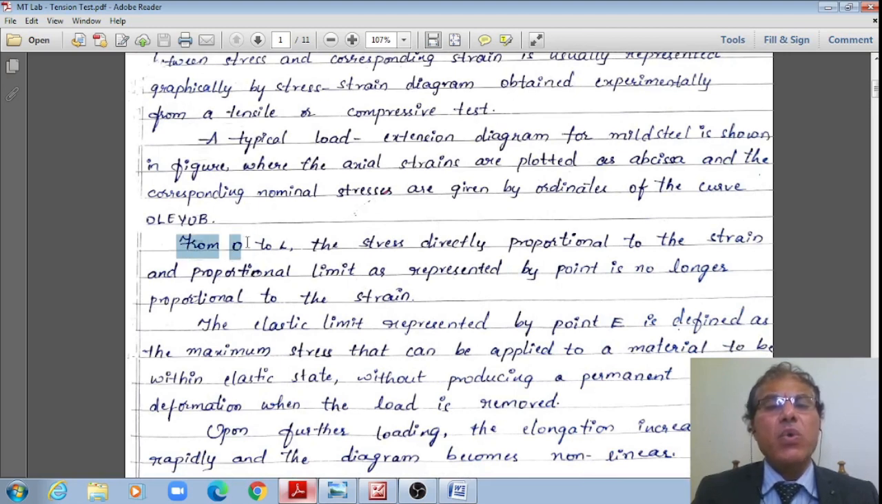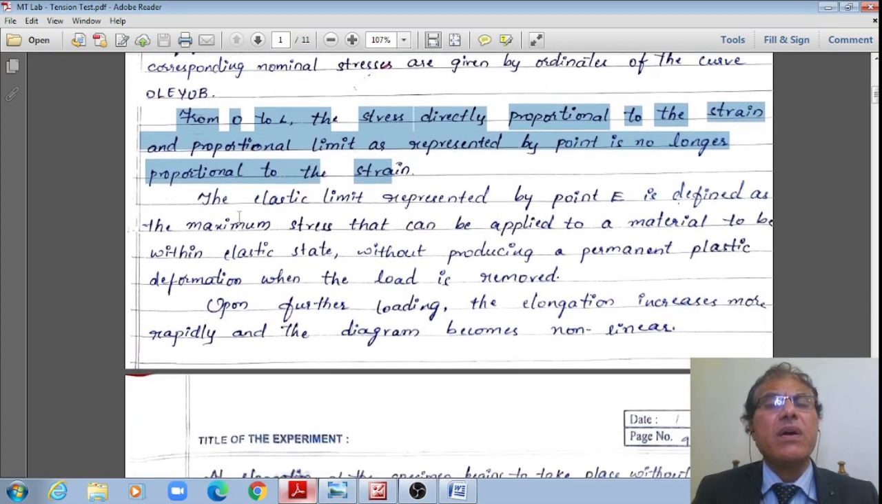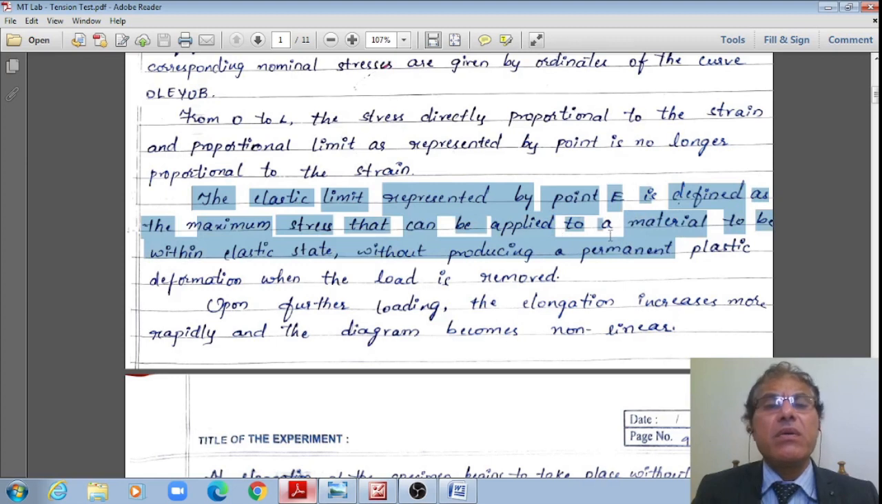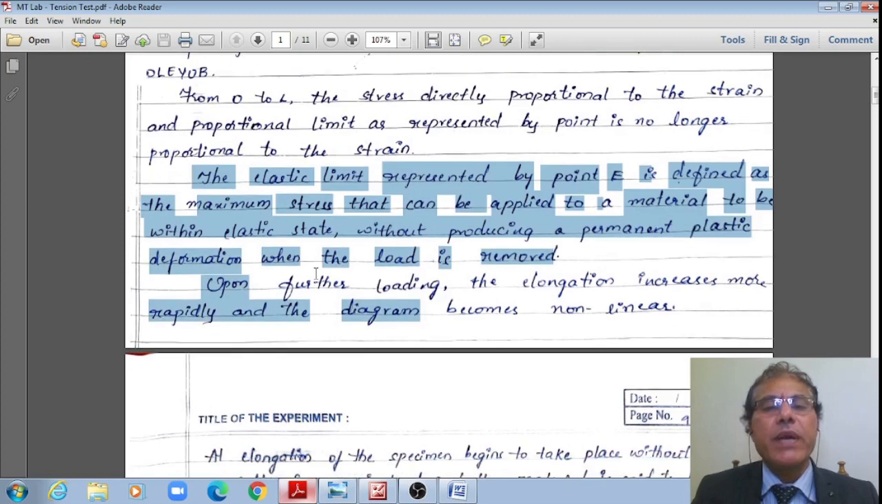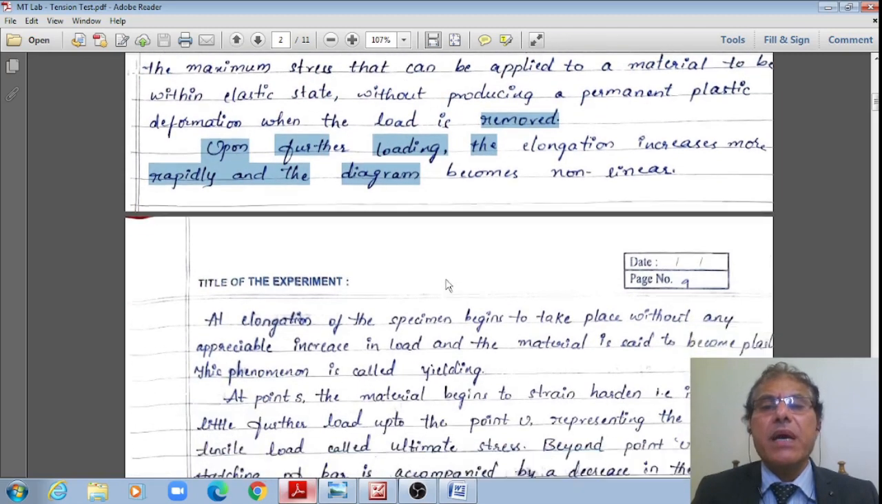From O to L in this stress strain curve, from the origin, once the load is applied, obviously it will move from O to L. The stress is directly proportional to the strain, and beyond the proportional limit represented by the point L, the stress is no longer proportional to the strain. However, the elastic limit represented by the point E is defined as the maximum stress that can be applied to the material to be within elastic state without producing a permanent plastic deformation when the load is removed. Now, upon further increase of the load, the elongation increases more rapidly and the diagram becomes non-linear.